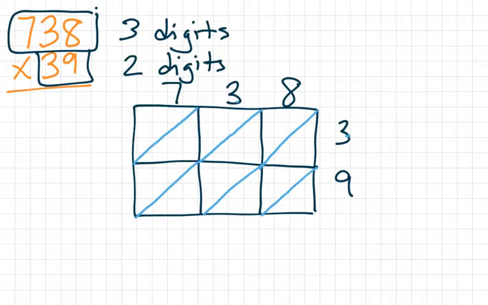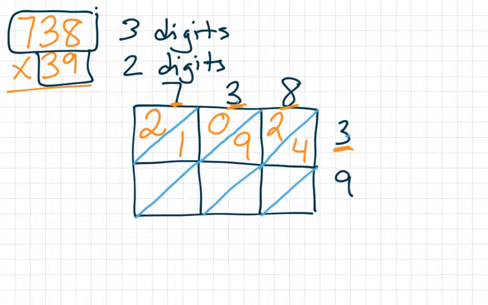Okay, so let's start first by doing 7 times 3. 7 times 3 is 21, so the 2 from the 20 goes here, and the 1 goes right there. So 21. 7 times 3 is 21. Then we do the next one. 3 times 3 is 9, so there are 0 tens and 9 ones. 8 times 3 is 24. So the 2 goes in the top, the 4 ones goes in the bottom.